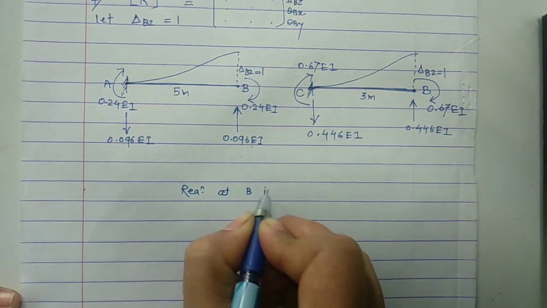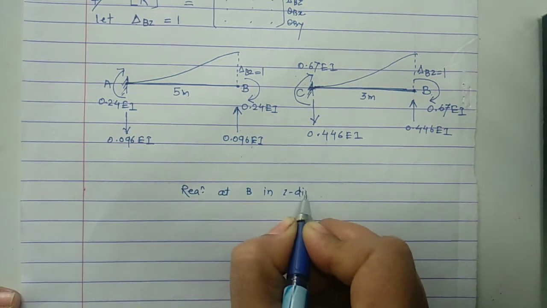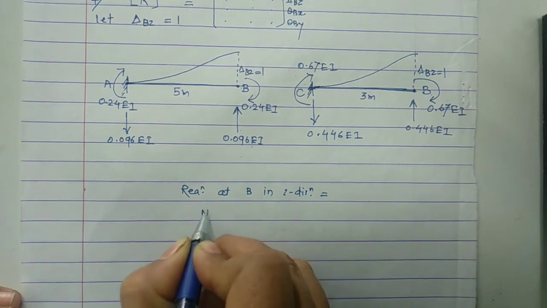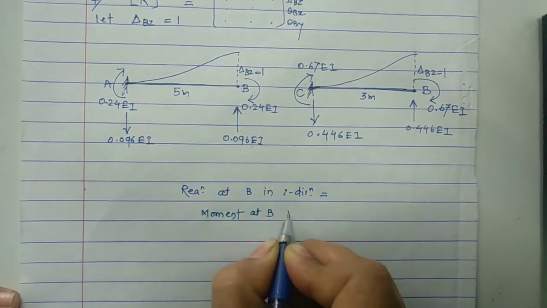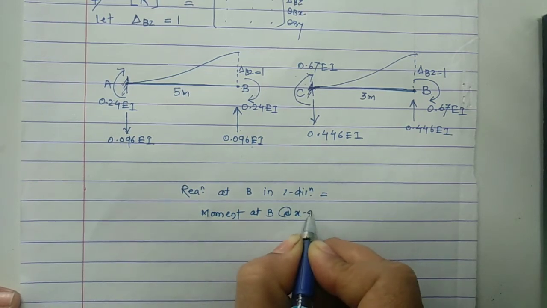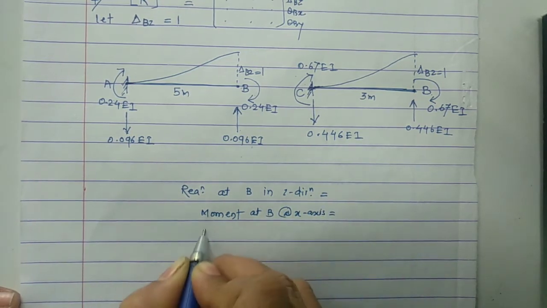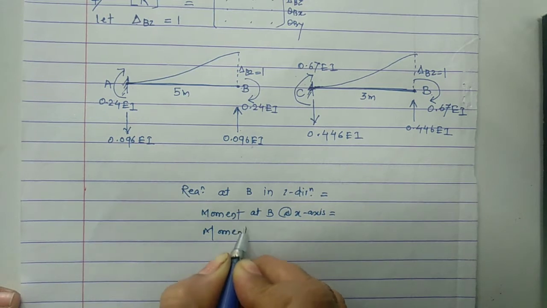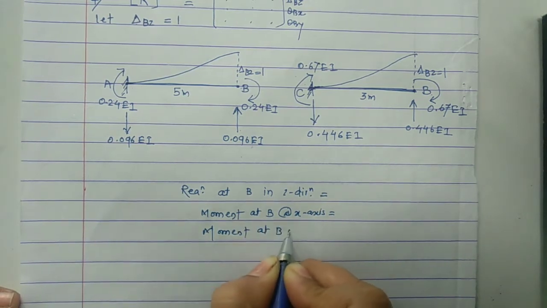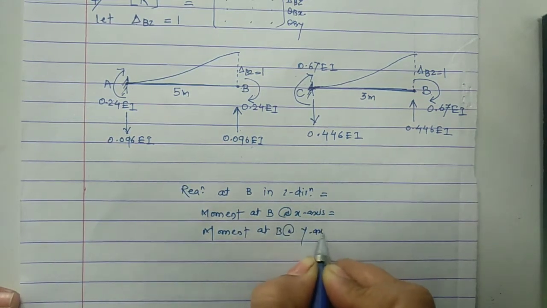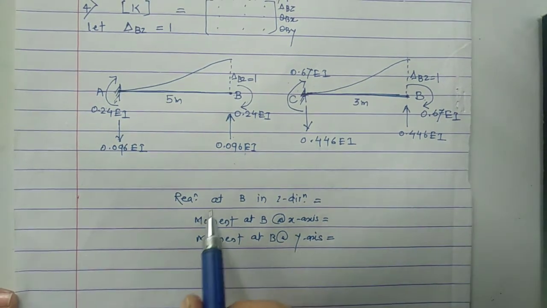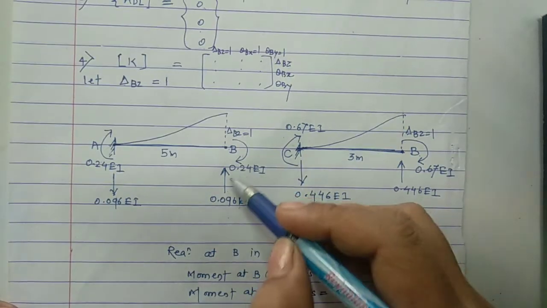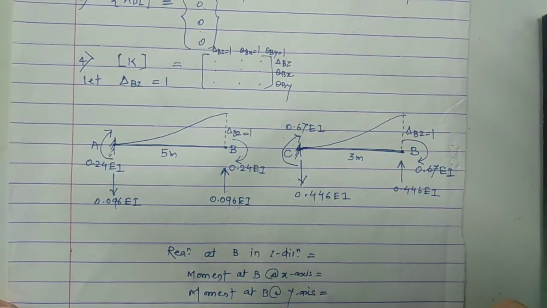Reaction at B in Z direction, moment at B about x axis, and moment at B about y axis. Okay, so see here, reaction at B in Z direction. So Z direction, that is this vertical direction, it is Z direction.